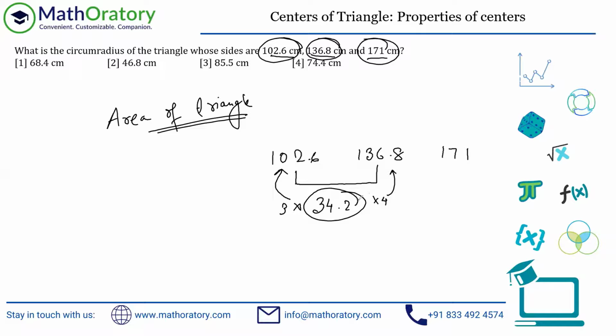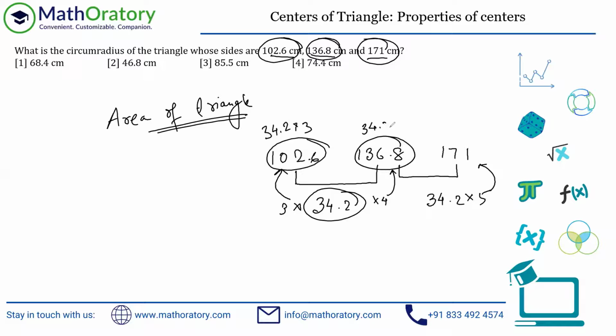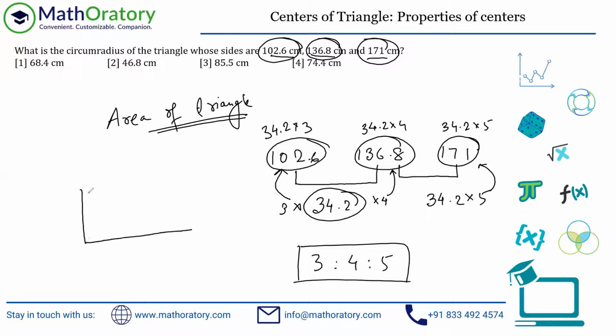But the main question is whether 34.2 divides this also or not. So instead of dividing this, I'll take a difference of these two, and you can see that the difference is again 34.2. So effectively, this 171 is nothing but 34.2 into 5, right? Now our job is done, because we know that this number is 34.2 into 3, this number is 34.2 into 4, and this number is 34.2 into 5. The ratio of these three numbers is 3:4:5. So basically what we have is a right angle triangle.